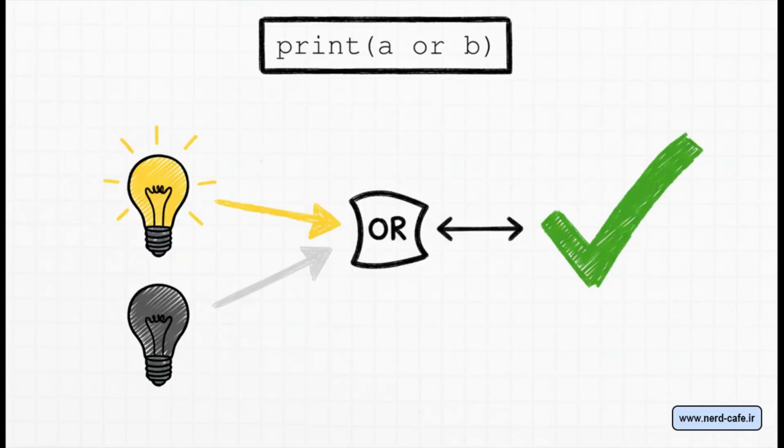Okay, so let's grab our same variables. Remember, A is true and B is false. This time we ask, is A or B true? And we get true. Why? Because the computer sees that A is true and it basically stops looking. It's found at least one condition that works, and that's good enough.